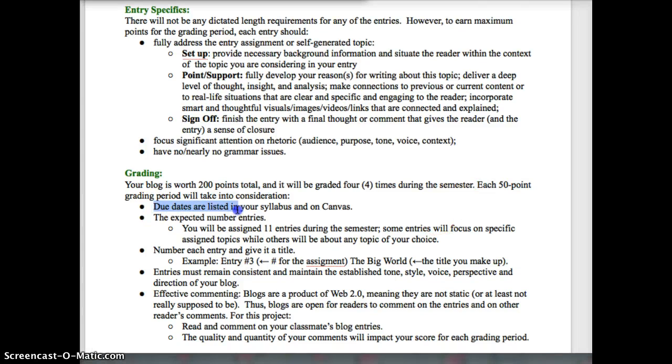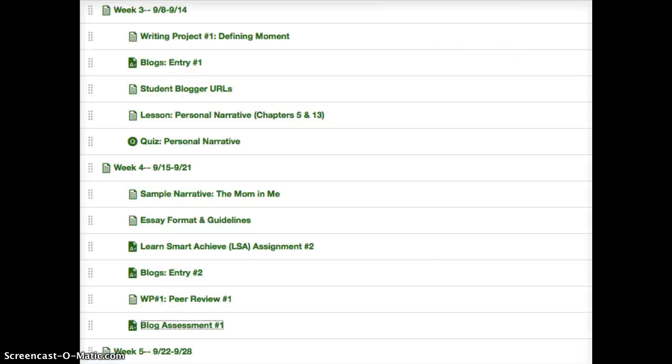The next thing that you'll see here is that your due dates are listed in your syllabus and on Canvas. And if we look here in Canvas, you will see that in week 3, for example, you've got blog entry number 1 that is expected to be written. And then again here in week 4, you've got blog entry number 2 that is expected to be written. Down here at the bottom of week 4, what you'll see is a blog assessment number 1.